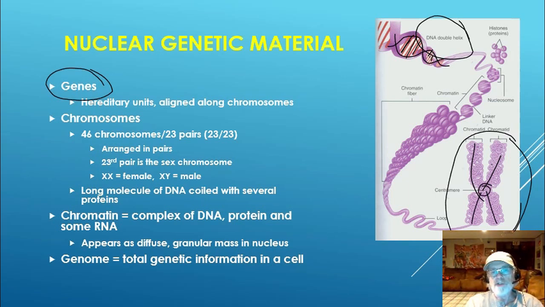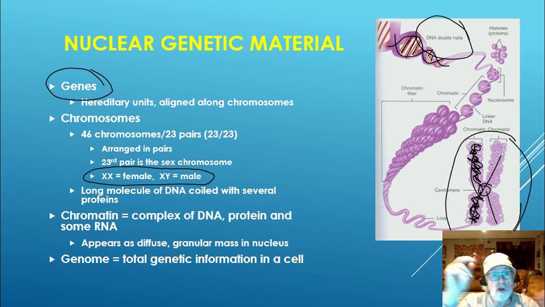We have 23 pairs of chromosomes, okay? And the 23rd pair is called the sex chromosome, like I mentioned before. If it's XX, it's female. If it's XY, it's male. We'll talk about that later on down the road. And what this chromosome is, it's all this DNA wound together in a big long strand. It's all spaghettied up, or ramened up inside there, with big strands wound up. It's just a long strand of DNA all coiled together with several proteins in there.